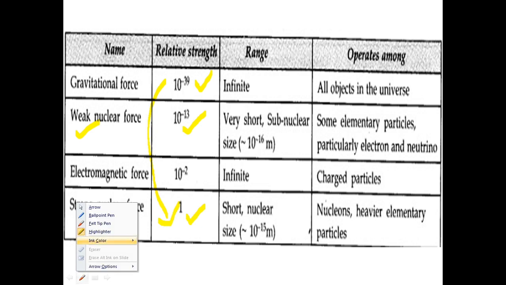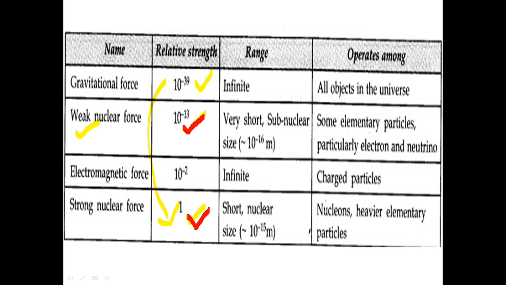I hope you got it, right? So comparing to the strong nuclear force, the weak nuclear force is about 10 raised to minus 13 and the gravitational force is about 10 raised to minus 39. Now, the weak nuclear force has a very short, subnuclear range. It happens at subnuclear size, and as we have said, it is experienced between elementary particles, especially in the beta decay process.